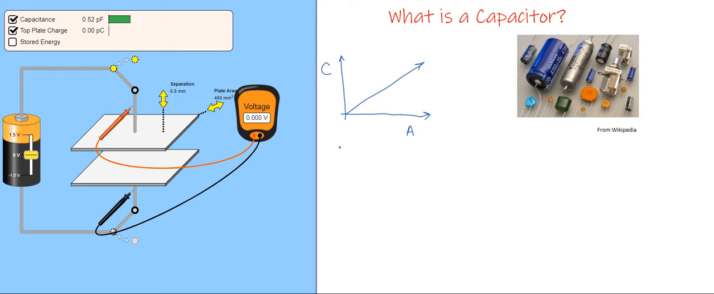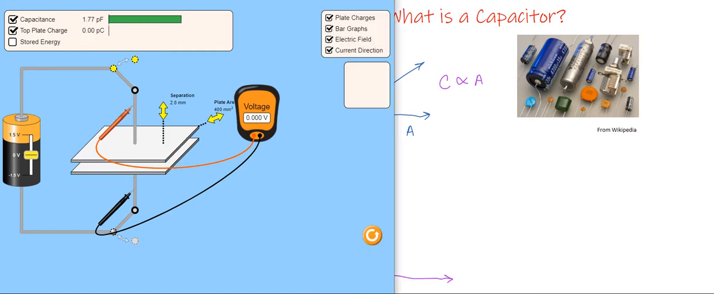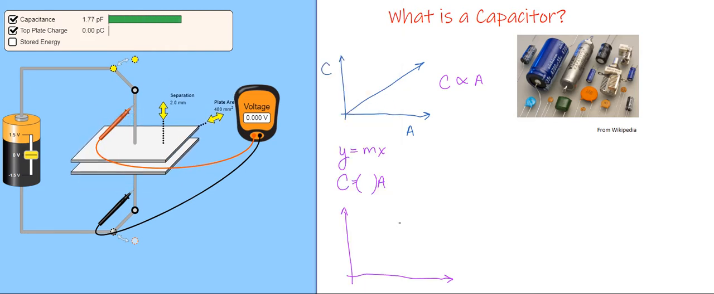Now we know that this graph is going to be y equals m times x, y being capacitance, x being area, and we have some slope value. So we could say that capacitance is directly proportional to area. If I collect data on the capacitance as a function of the separation distance, I see that the smaller the separation distance, the larger the capacitance. So the relationship between C and d is an inverse proportion. As the distance approaches infinity, the capacitance approaches zero. This would be an inverse proportion between C and separation distance.